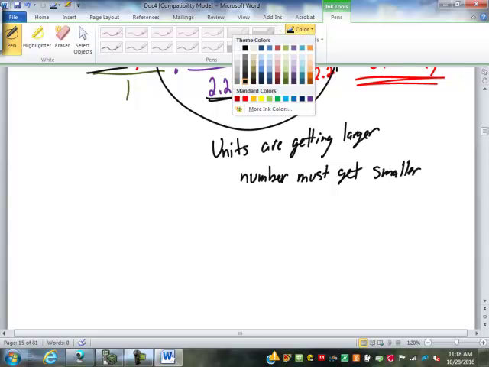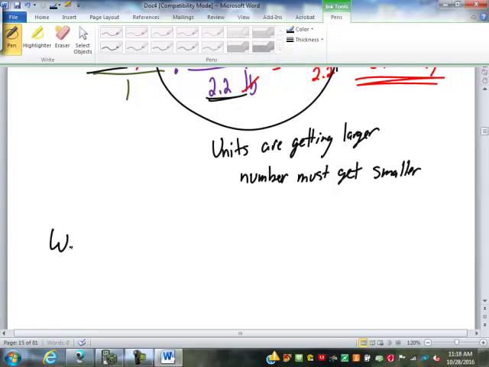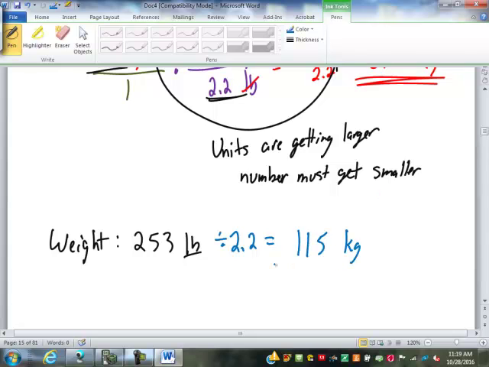So if a patient comes in with a stated weight of 253 pounds, the quick method of converting them is we know that we're going to divide by 2.2, which gives us how many kilograms? What's that? 115. Perfect.